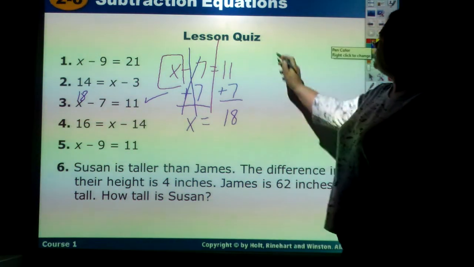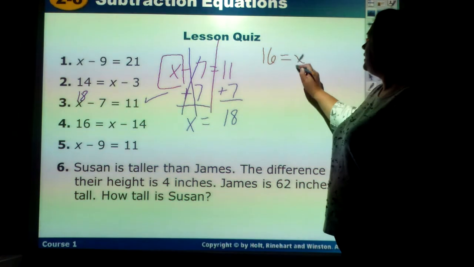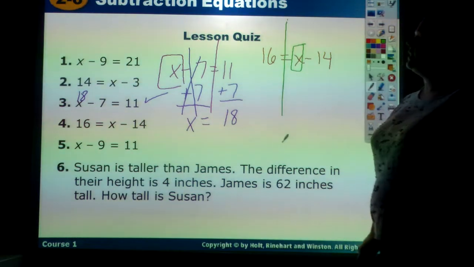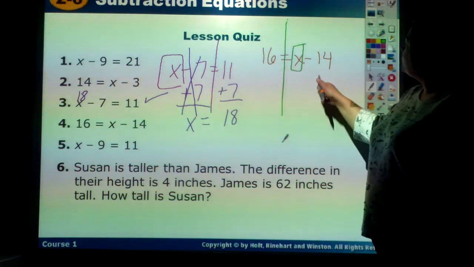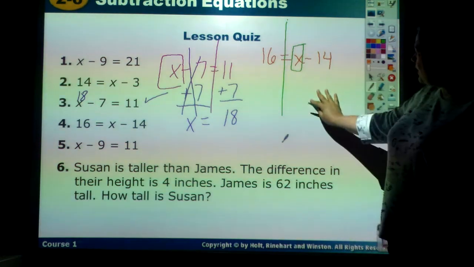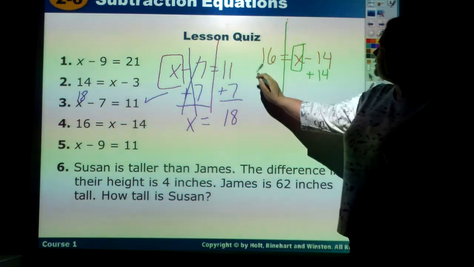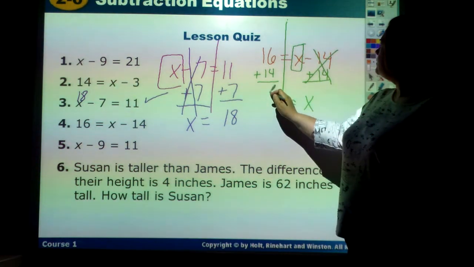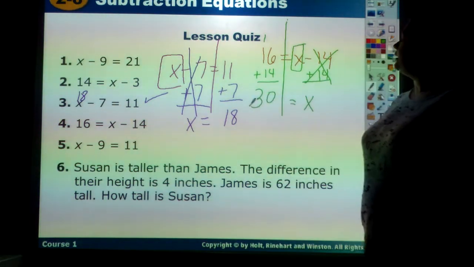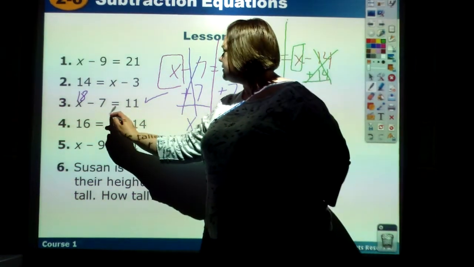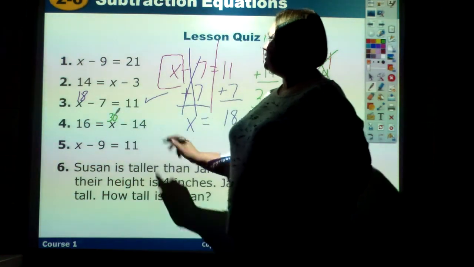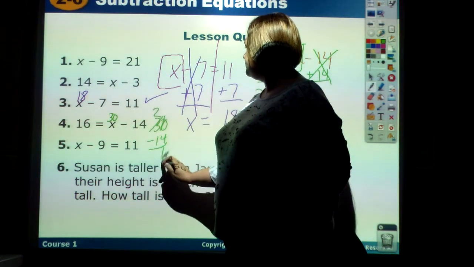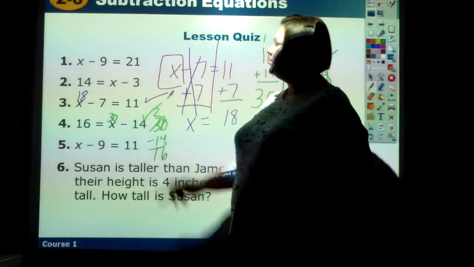Number 4, 16 equals X minus 14. Isolate that variable, divide the equation in half. Minus 14 is over here with the variable. We need to get rid of that. So I'm going to add 14 to both sides. I'm left with X equals 30. If I put 30 in the place of X, 30 minus 14 is 16. So yes, that checks out.